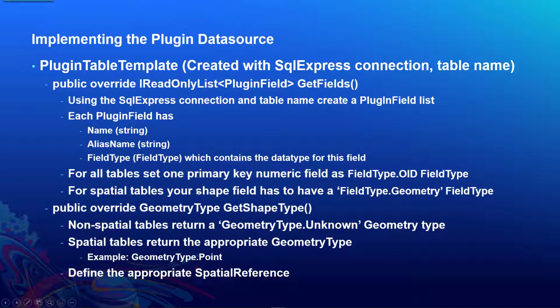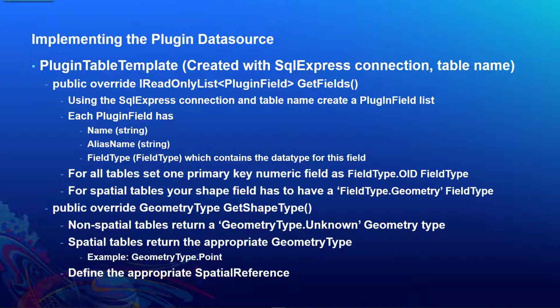So for spatial tables, your shape field has to have a field type.geometry field type. So Pro is using that to distinguish between a table with rows versus a feature class that returns features. Then we also have to override the get shape type method. And for non-spatial tables, we just return geometry type unknown. And for spatial tables, we return the appropriate geometry type of your feature class. So that could be a geometry type point, polygons, or whatever the type is.